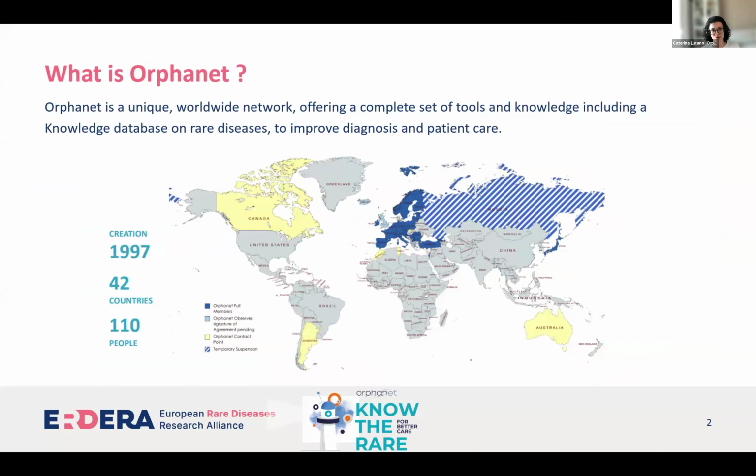So, but what is Orphanet? Orphanet is a worldwide network that offers a complete set of tools and knowledge on rare diseases and its aim is to improve diagnosis and patient care.